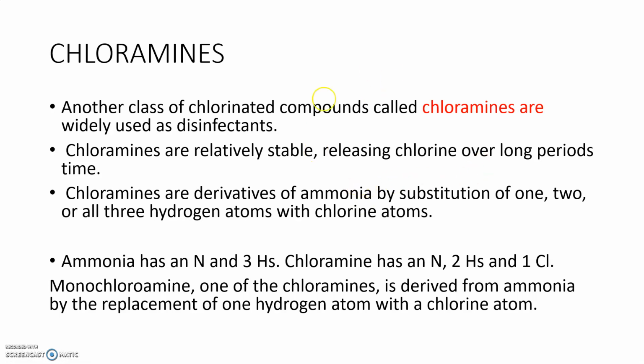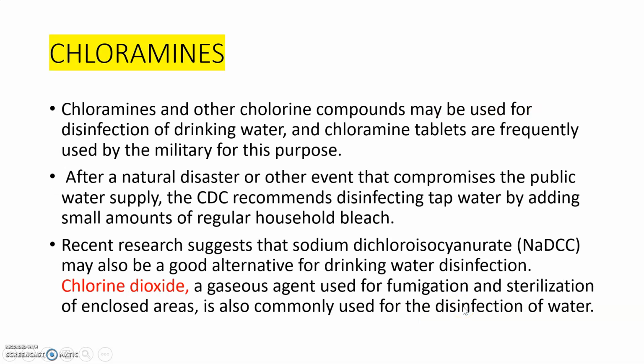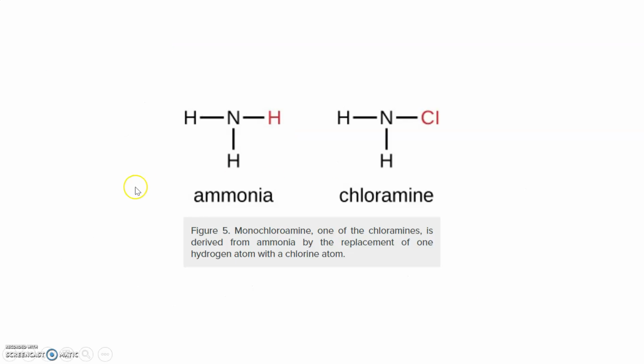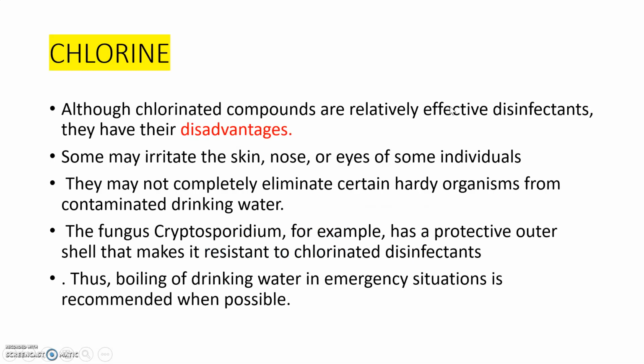So I will show the picture. I had posted this picture in the last slide. Okay. So the chloramine has nitrogen, 2 hydrogen and 1 chlorine. Monochloramine is one of the chloramines derived from ammonia, by the replacement of 1 hydrogen atom with a chlorine atom. So I will show the chloramine picture. This is the chloramine and this is the ammonia, in which this hydrogen atom is replaced with chlorine. This is the picture of chloramine.